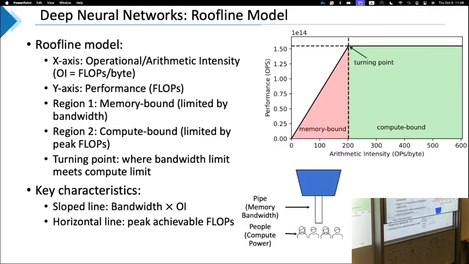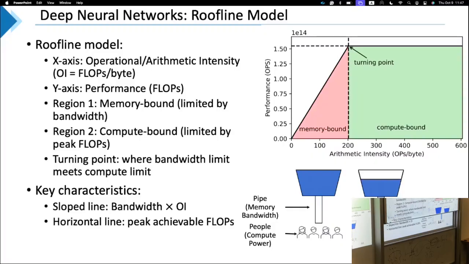Let's say we have a tank of water here, and we have a pipe here. The width of the pipe is equivalent to the memory bandwidth. And you have a group of people who are waiting to drink water. How do we evaluate this system? The system is measured by the total amount of water consumed by this group of people. So what is memory bound? Memory bound is when you have a tank of water and the pipe is very small. The water keeps flowing through this pipe, but because this pipe is too small, the bandwidth is too small.